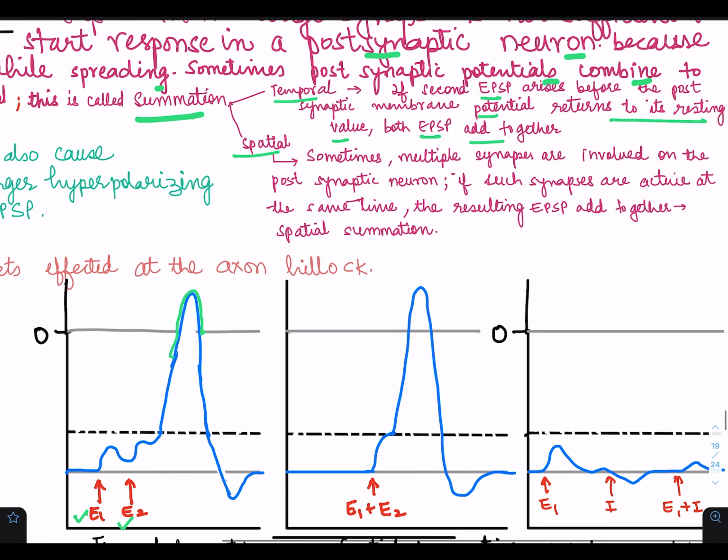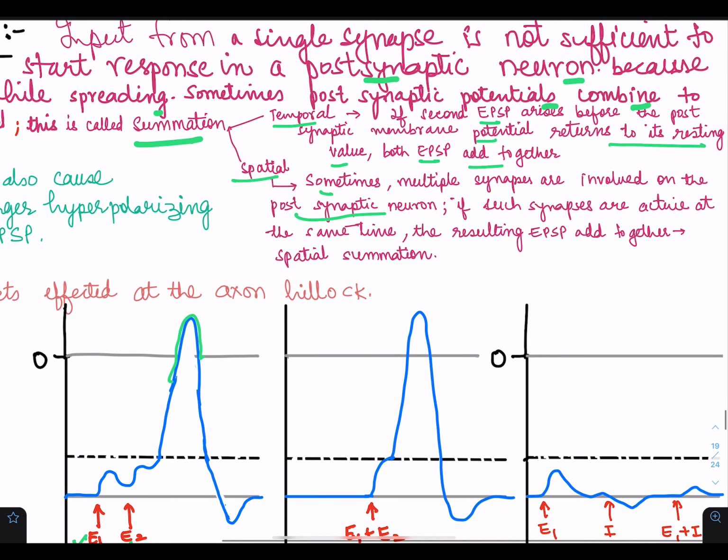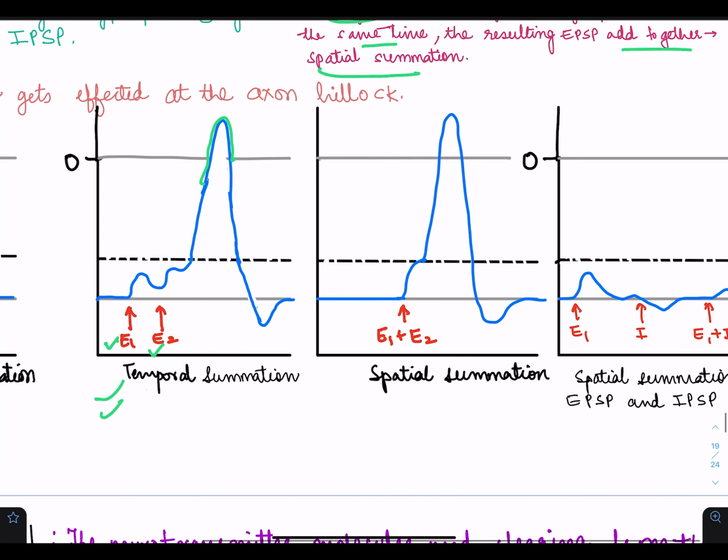What is spatial summation? Sometimes multiple synapses are involved on the postsynaptic neuron. If such synapses are active at the same time, the resulting EPSPs add together. This is known as spatial summation. This graph shows spatial summation. E1, E2, and this is the action potential.